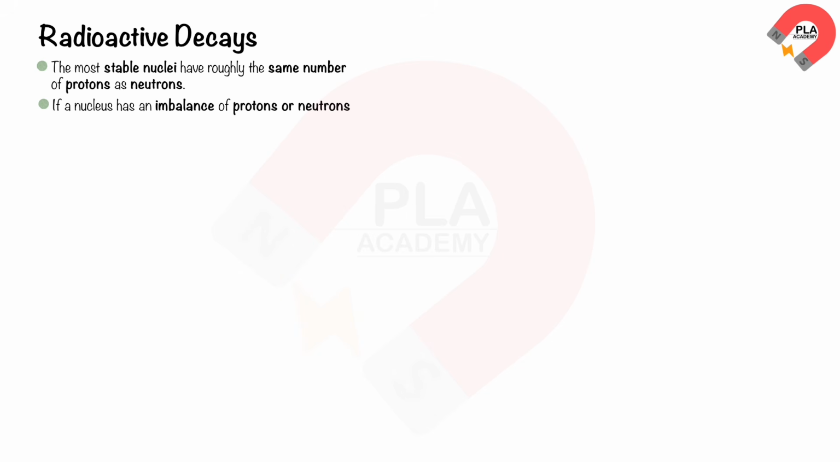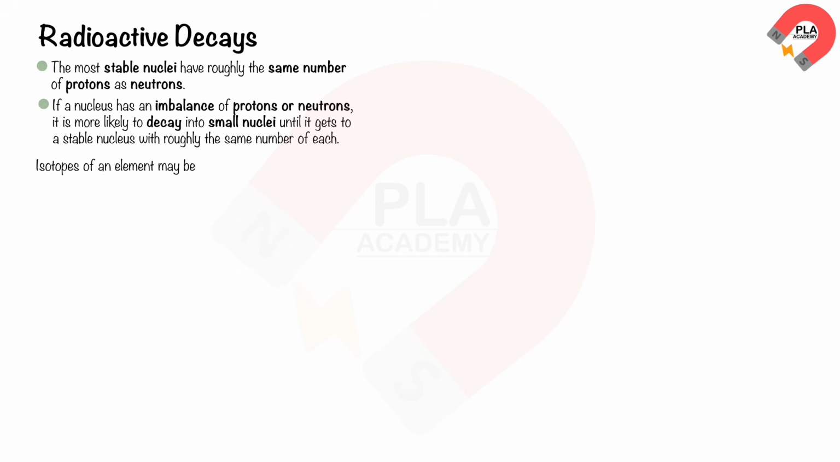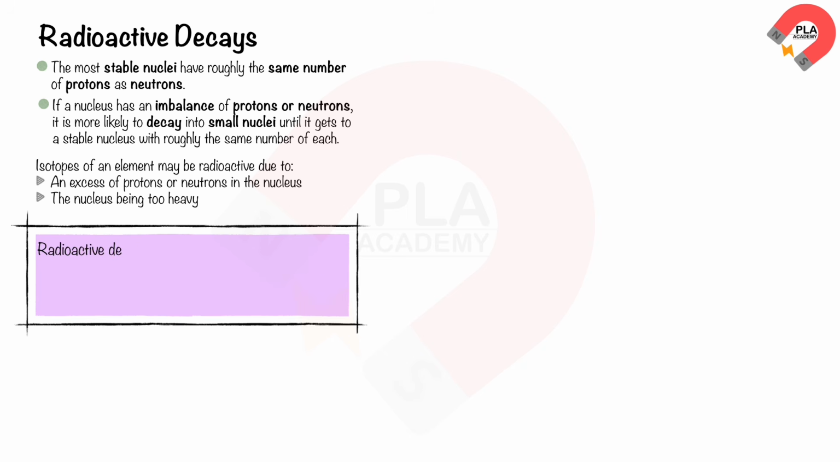Radioactive decay. The most stable nuclei have roughly the same number of protons as neutrons. Therefore, if a nucleus has an imbalance of protons or neutrons, it is more likely to decay into smaller nuclei until it gets to a stable nucleus with roughly the same number of each. Isotopes of an element may be radioactive due to an excess of protons or neutrons in the nucleus, or the nucleus being too heavy. Radioactive decay is a random process.